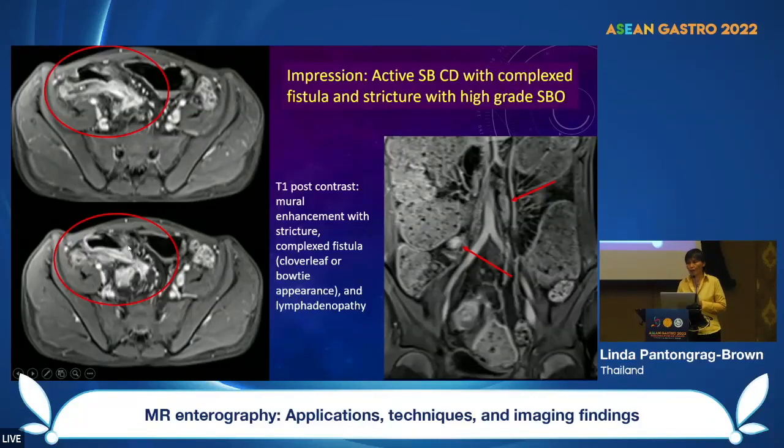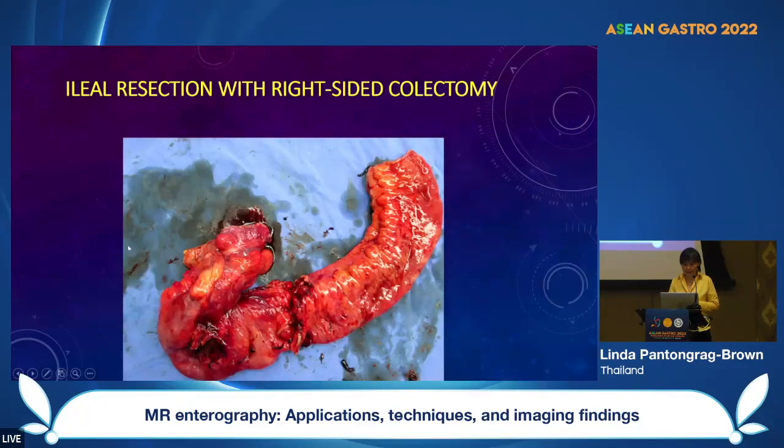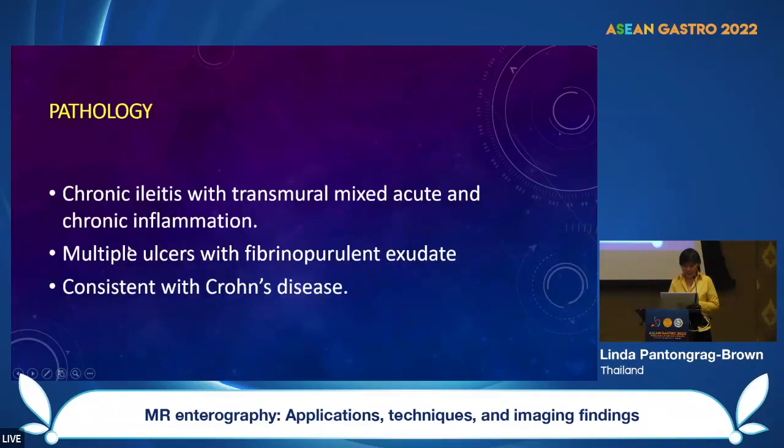When there is high-grade small bowel obstruction, your medical treatment cannot treat it. You have to try to treat it before it turns stricture. So once there is stricture, you have to go for surgery. So in this case, surgery was performed with right-sided colectomy and ileal resection. And pathology confirmed mixed acute and chronic inflammation with transmural changes consistent with Crohn's disease.